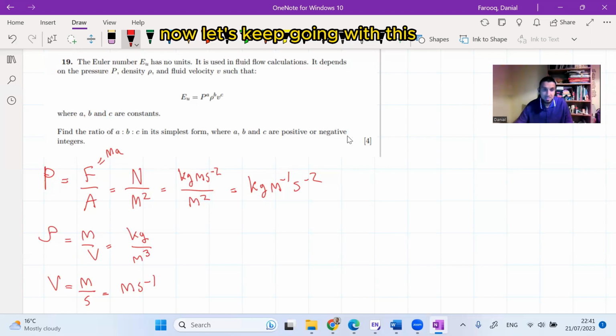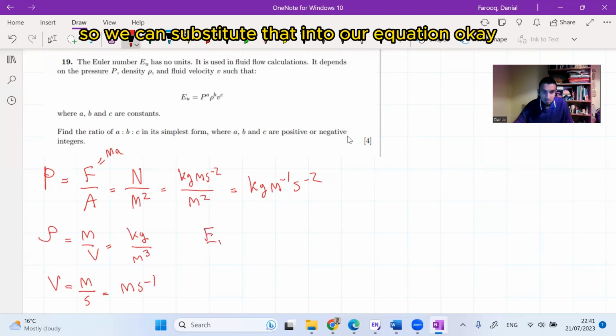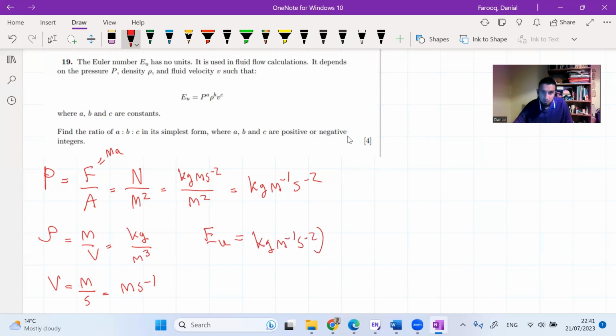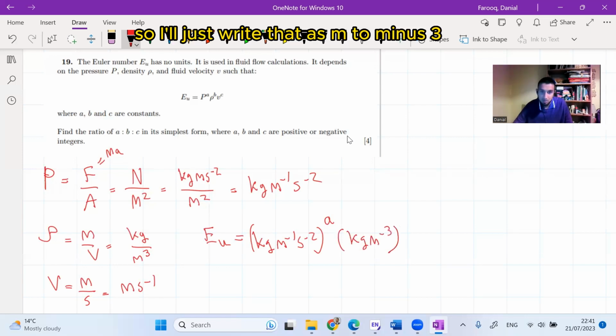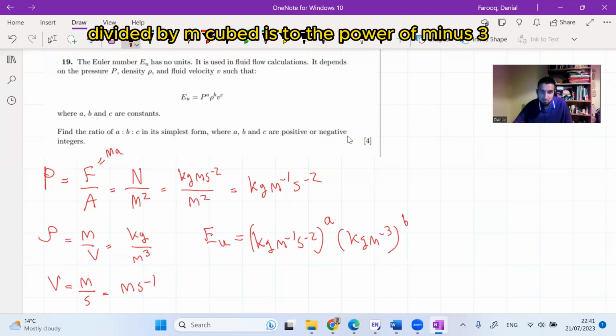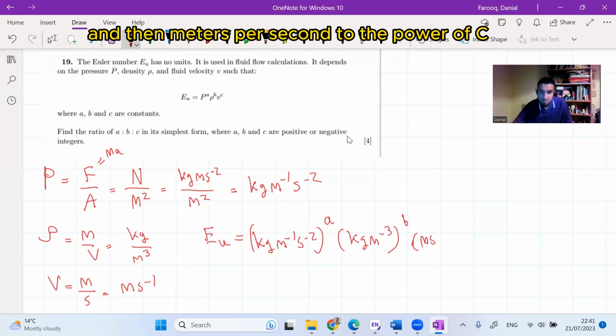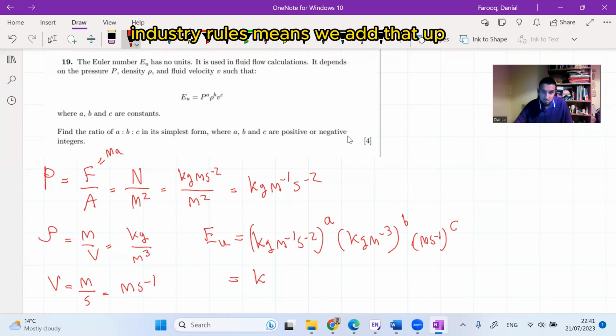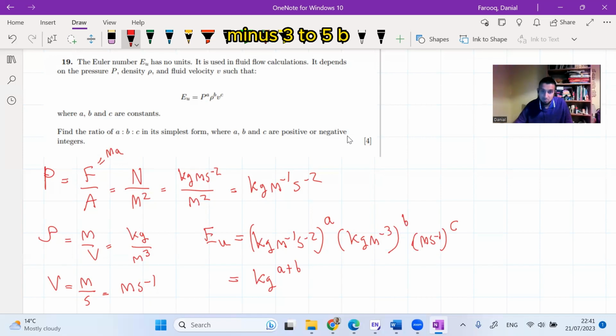Now, let's keep going with this. So we can substitute that into our equation, okay? So P is just there to the power of A. And then we have rho to the power of B. So I'll just write that as m to the -3, kilograms divided by meters cubed, to the power of B. And then meters per second to the power of C. Okay, now kilograms to the power of A and then to the power of B. Indice rules means we add that up. So kg to the A plus B, m to the -1 to the power of A, -3 to the power of B.